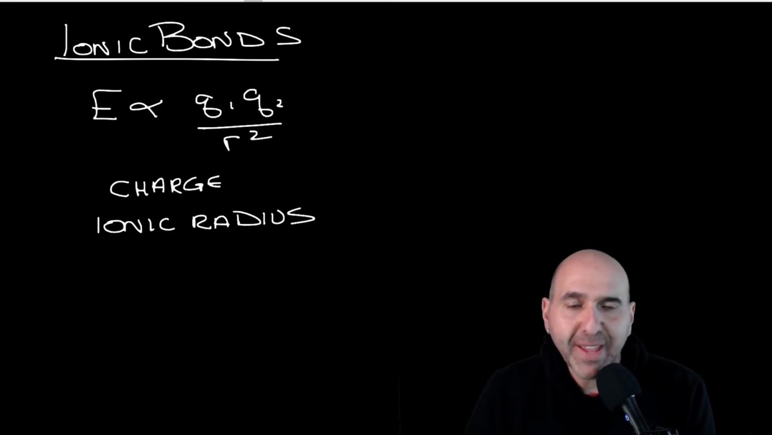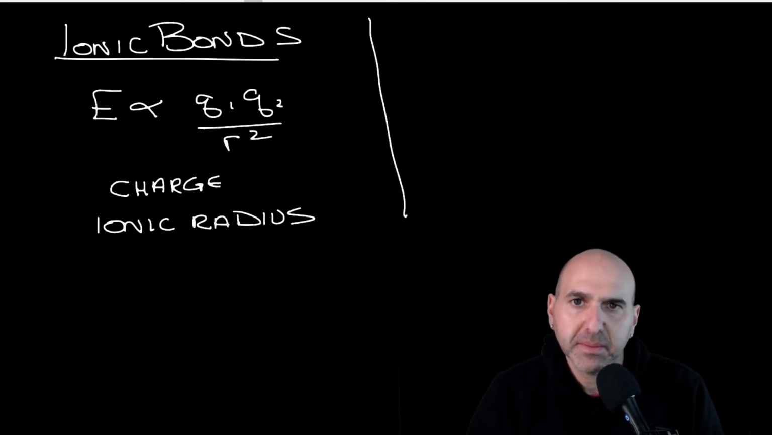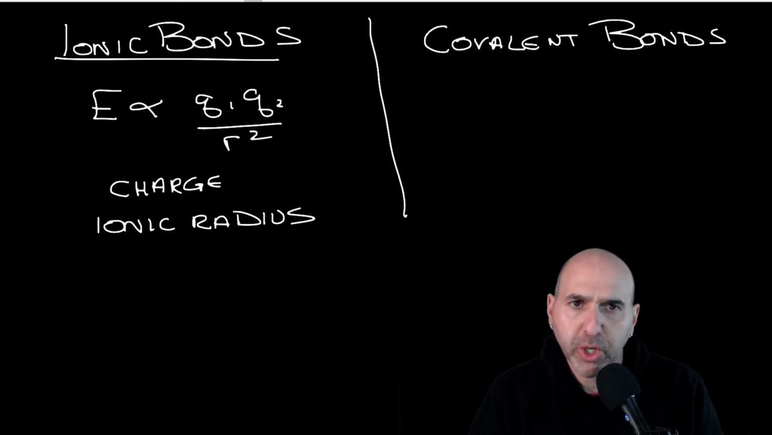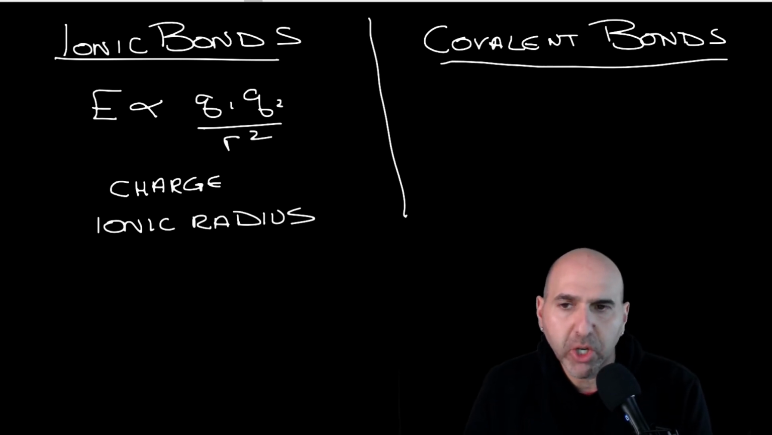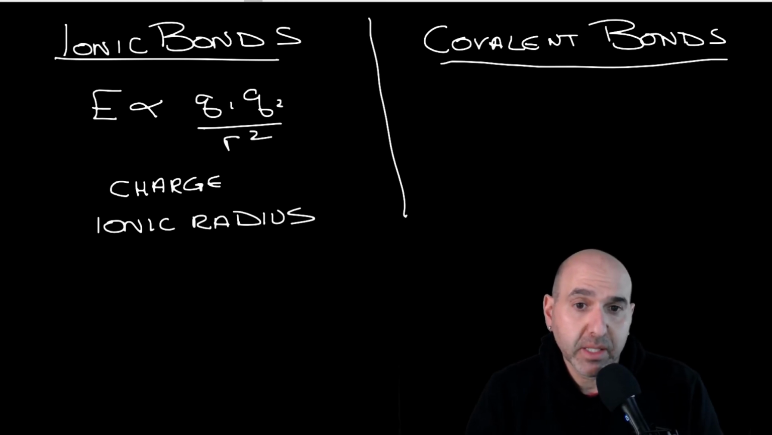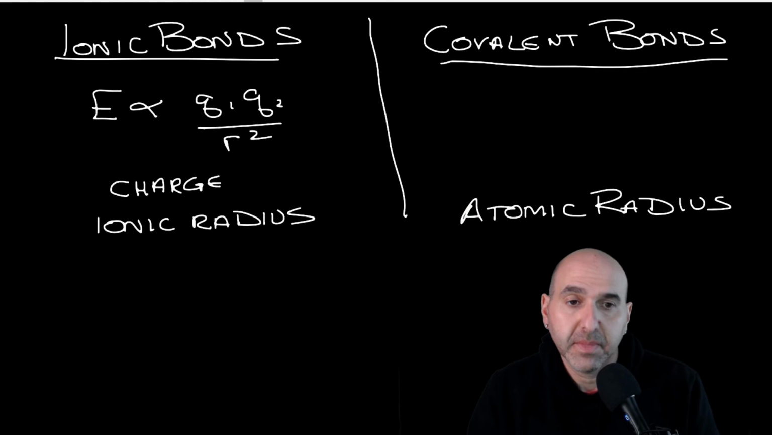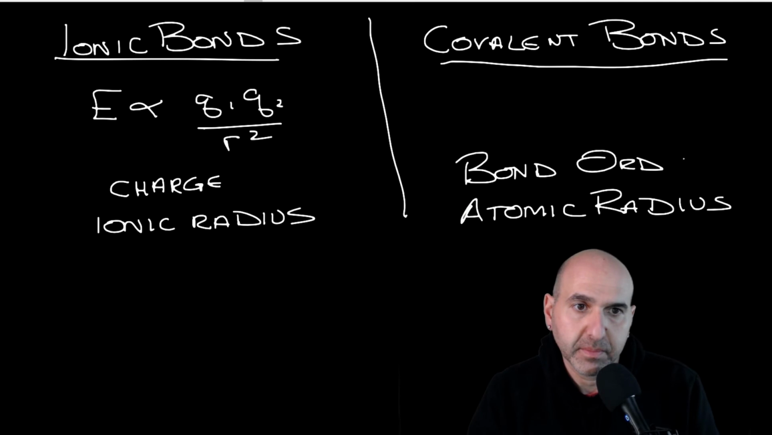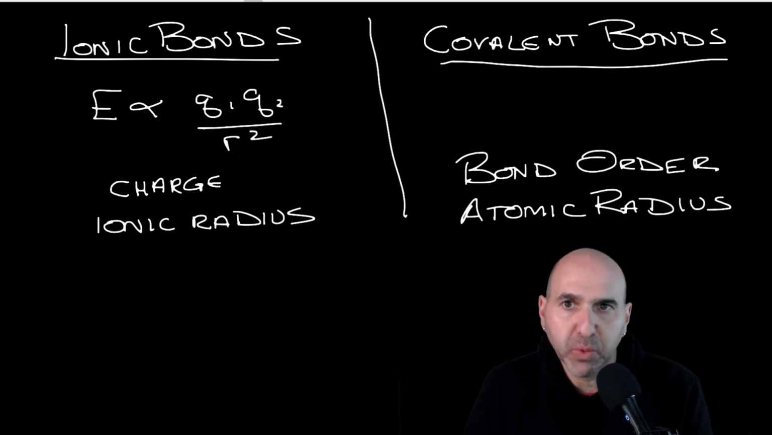Now, for covalent bonds, it's a little bit different because there is no charge, right? The atoms aren't charged for the most part, and these aren't ionic compounds. So we have to evaluate things a little bit differently, but there are similar things. So instead of ionic radius, actually atomic radius is the thing we're going to look at. And instead of the charge, we're going to look at what's called the bond order. So how many bonds are there between two atoms? So let's start with atomic radius.